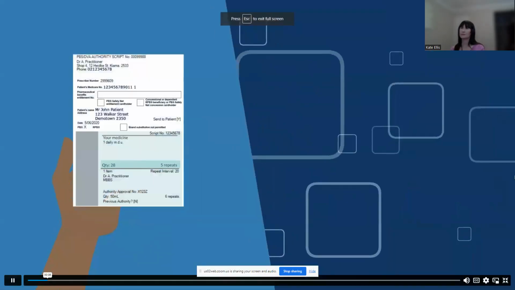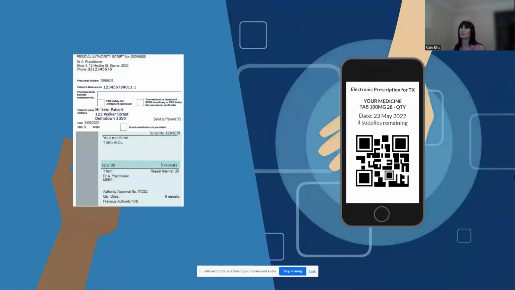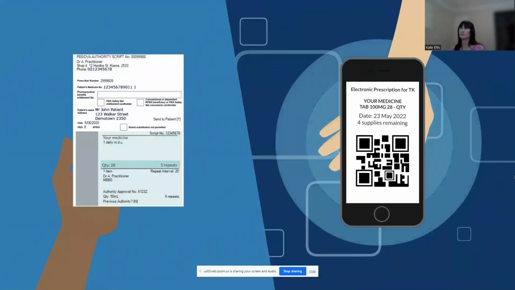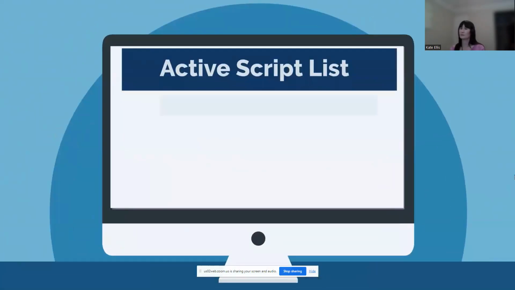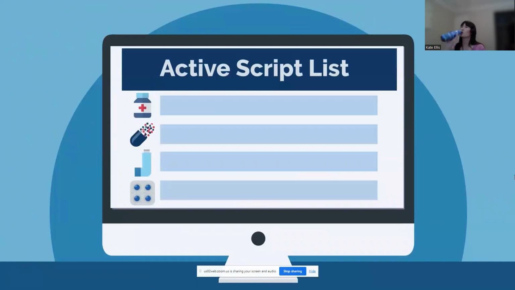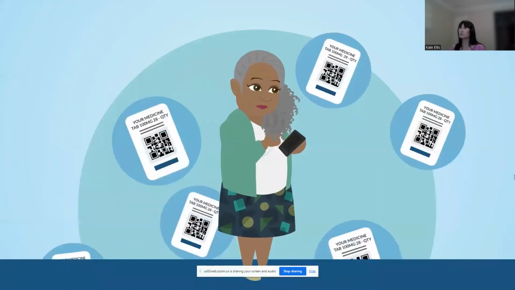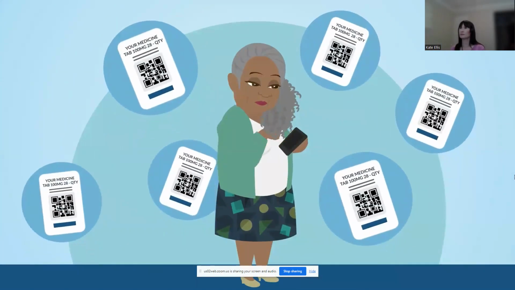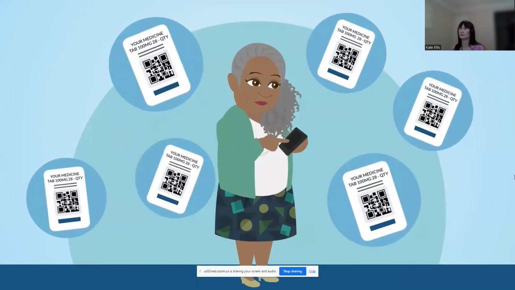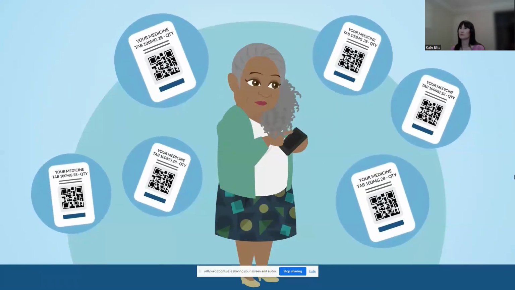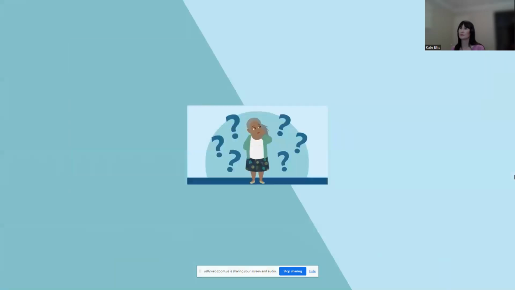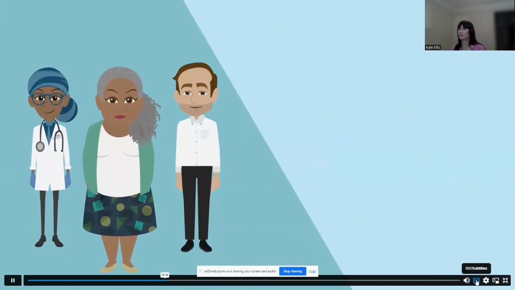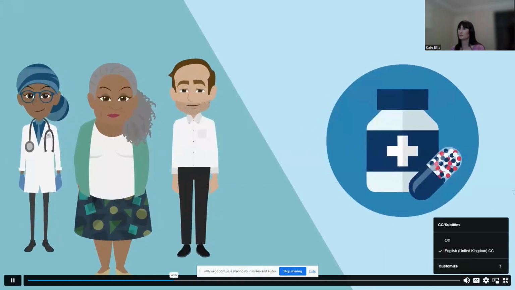When you visit your doctor for a prescription, you can choose an electronic prescription for your medicines. An Active Script List is a digital list of all your electronic prescriptions and is helpful for people who are taking multiple medicines. When you have an Active Script List, you no longer need to keep track of each electronic prescription token from your doctor or pharmacy. You will also not need to worry about losing your electronic prescription tokens. It can assist your doctor and pharmacist to help you to manage your medicines more easily.